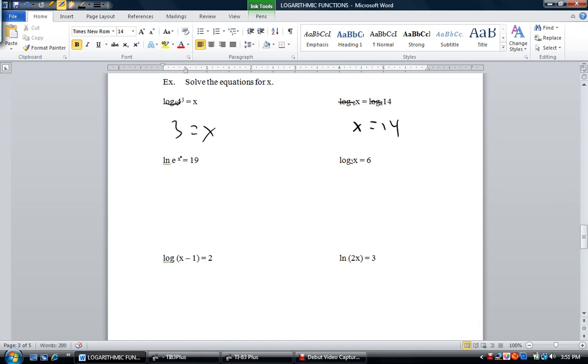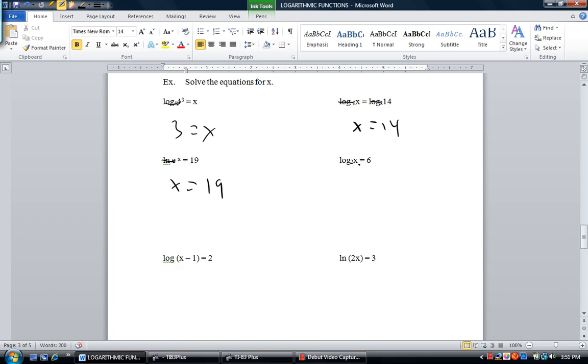Look at this one, natural log of e to the x. Natural log, same as log base e, which cancels with that e, and it leaves x, and then the right side stays, so x equals 19. Those are all pretty simple. Now let's do the last three. These aren't as easy, but they're not that bad.